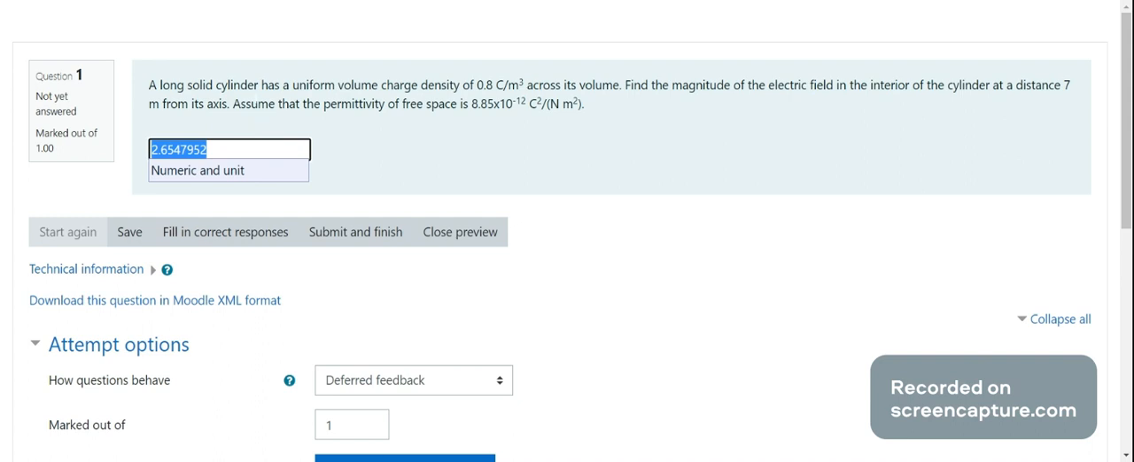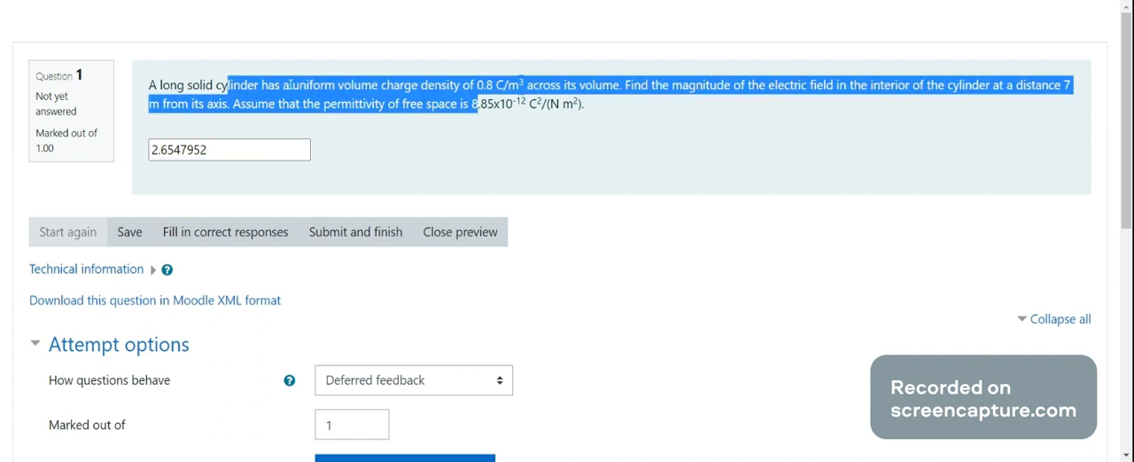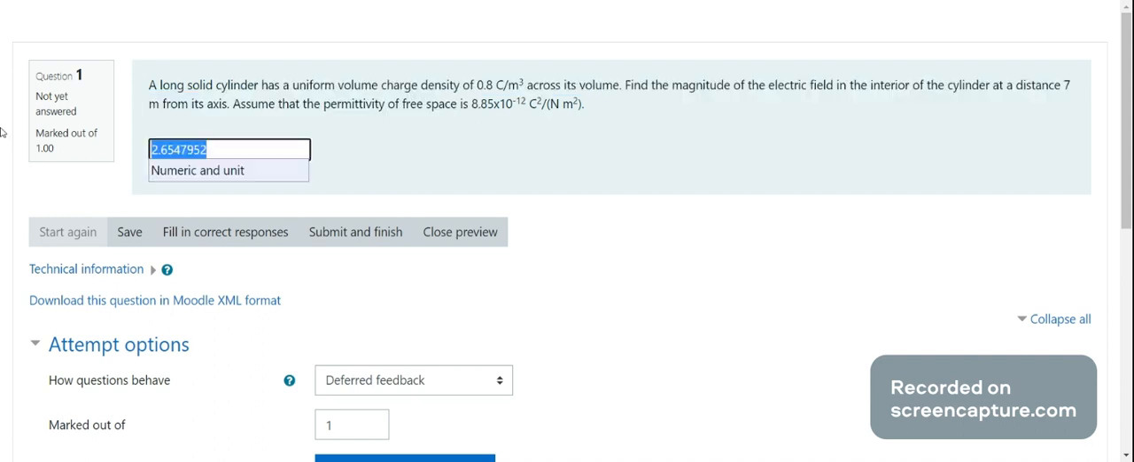Why? Because if you round it every time in your calculation, then your answer will have a tolerance of more than 1%. In that case, your answer will not be counted. So whatever you got in the calculator, all numbers, just copy it and paste it here, and you will get 100% correct answer.